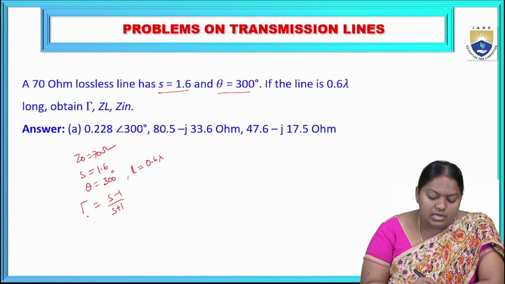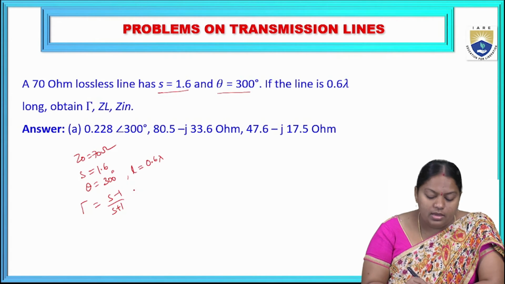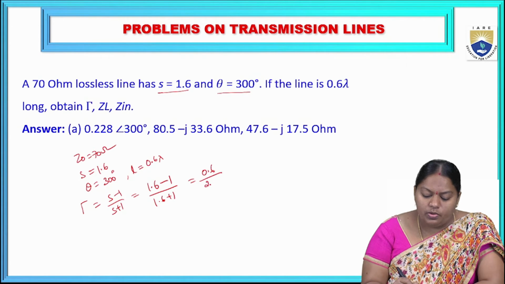So reflection coefficient gamma in terms of standing wave ratio S means gamma equal to (S minus 1) by (S plus 1), which is equal to (1.6 minus 1) by (1.6 plus 1), since S value is given as 1.6, which is equal to 0.6 by 2.6. So like this, if you evaluate, gamma can be written as 0.228 at an angle of 300 degrees.